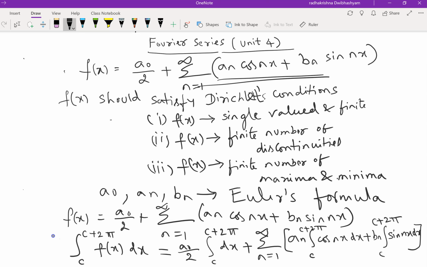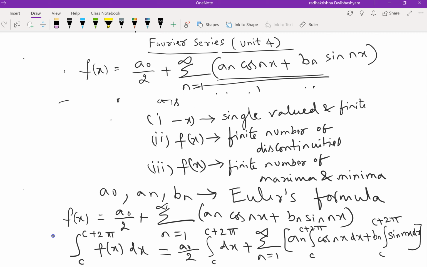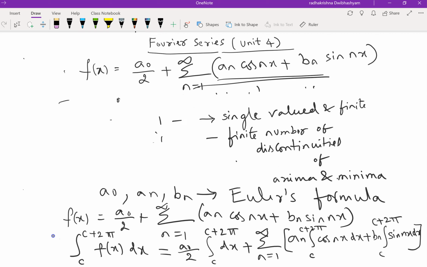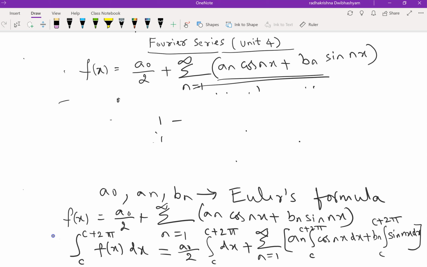Now if you integrate these on both sides, on the left hand side let it be as it is.